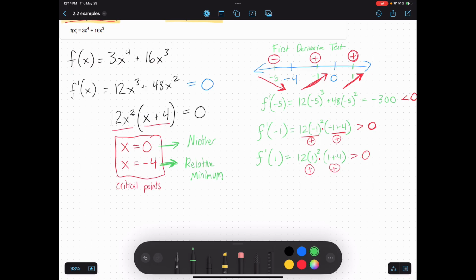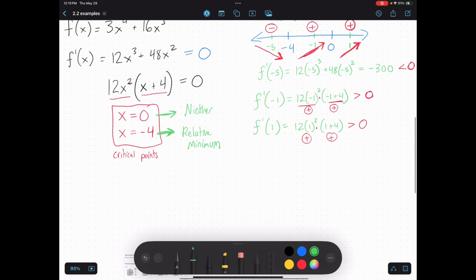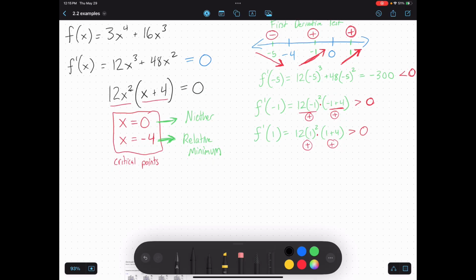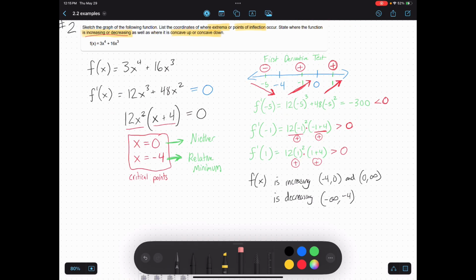Remember, that's always an option: you could end up with a critical point that's not a relative minimum or a relative maximum. And I have my intervals of increasing or decreasing. So I can go ahead and say f of x is increasing over the interval -4 to 0 and 0 to infinity, and the function is decreasing over the interval -infinity to -4. Okay, and that takes care of those first two points that require the first derivative. I have my relative extrema, and I have my intervals of increasing or decreasing.